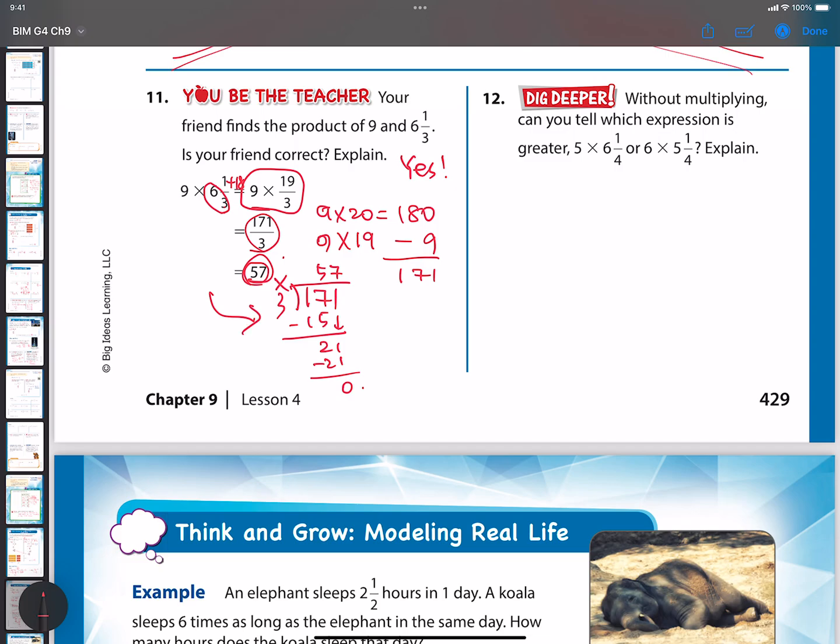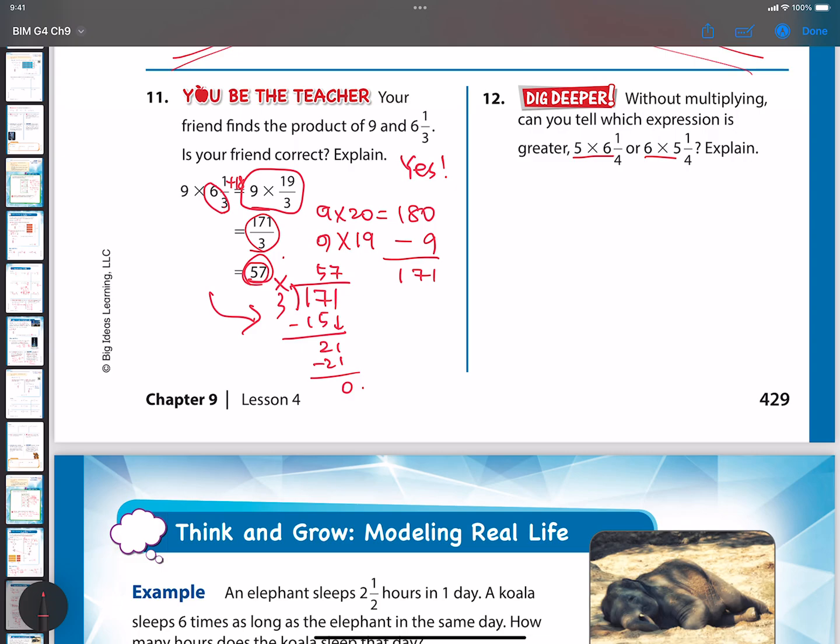Number 12, without multiplying, can you tell which expression is greater? 5 times 6 and 1 over 4, or 6 times 5 and 1 over 4. Explain. Okay, so look at this, guys. They're asking without multiplying, but you need to multiply anyway in order to check, right? So I'm not going to complain again. You need to be grateful. I'm thankful for this deeper question. Thank you.